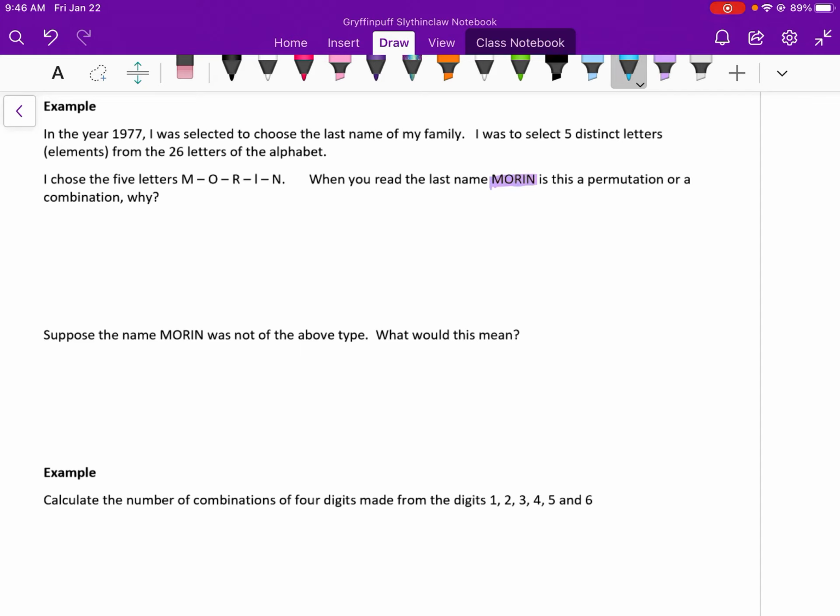Well, here, the last name Morin is actually a permutation because the order of the letters matters. Now, hypothetically, if our brains developed so order wouldn't matter, I could spell my name like this, and those two would be indistinguishable, right? So Morin is a permutation. If you could mix up the letters, then it would be a combination.